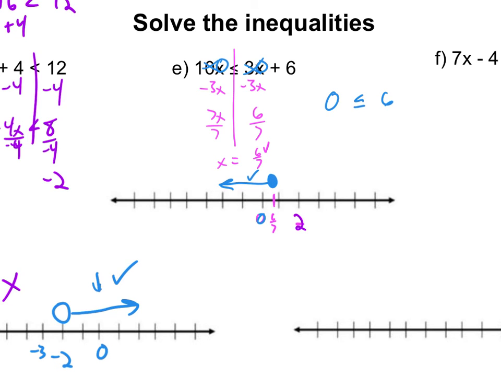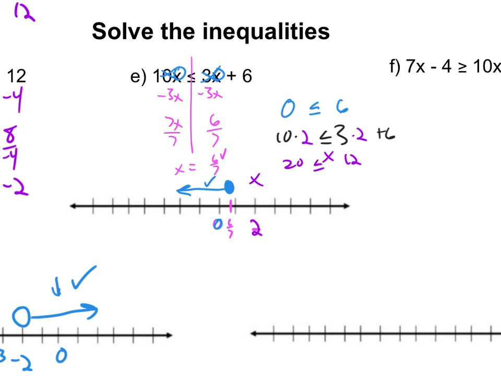But let's check the other side too. Let's check it with 2. So if I was to do that, I would have 10 times 2 should be, let's see here, I was using black there, should be less than 3 times 2 plus 6. So this would be 20. It's less than or equal to 6 plus 6, which is 12. So that is not true. This way does not work. It does point that direction there.